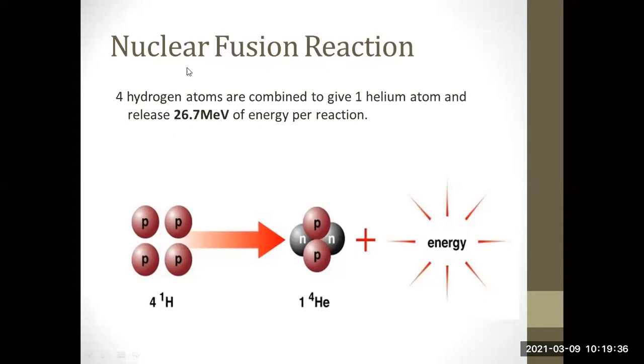So because of this nuclear fusion reaction, where 4 hydrogen atoms combine to form 1 helium atom and the mass difference is converted into an equivalent amount of energy, around 26.7 mega electron volt, we have a huge temperature on the surface of the sun. Are you getting my point?